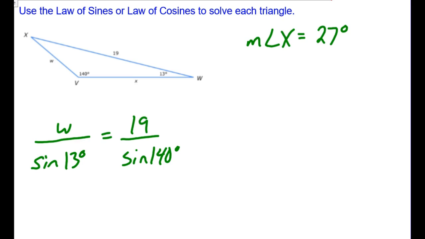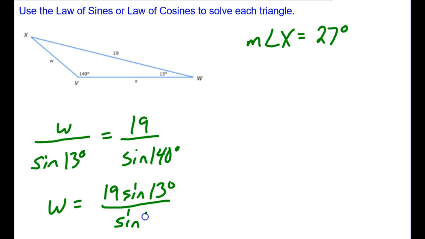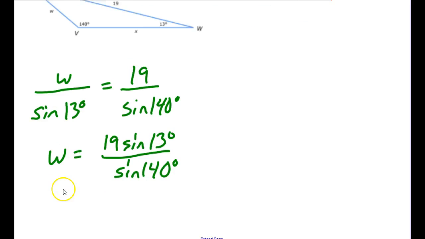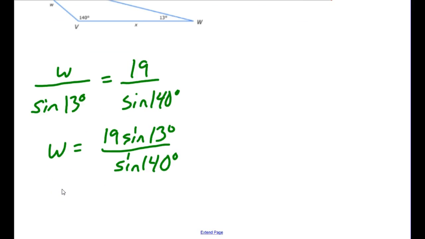To get W isolated by itself, all we need to do is multiply both sides of the equation by the sine of 13 degrees. Thus, W will be equal to 19 times the sine of 13 degrees divided by the sine of 140 degrees. This is something you are going to type into your calculators to get an approximation, and if you do that, you will get W is approximately 6.65.